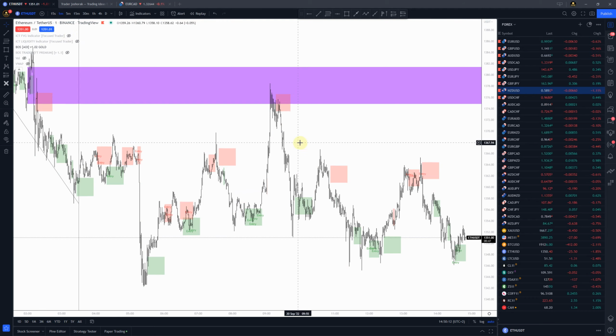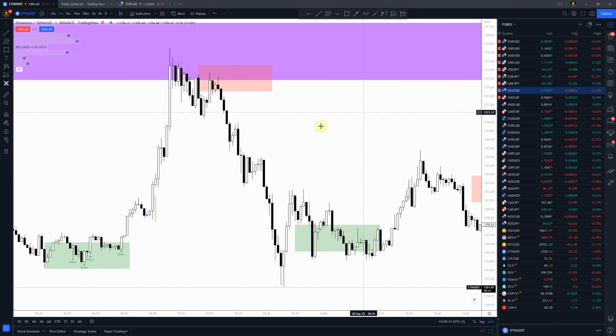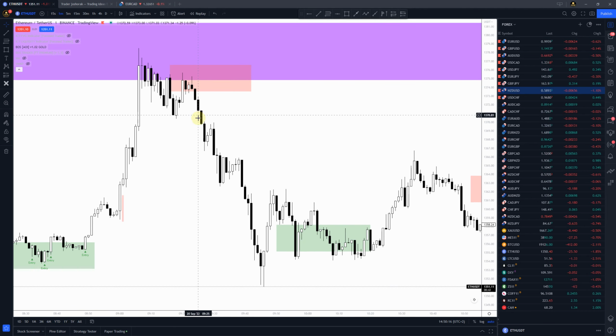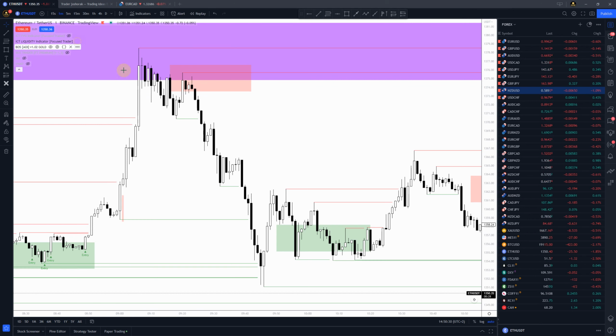I will hide fair value gaps, and there is the acceleration of sellers here. So this is a signal. The problem again is this consolidation, this rotation candle sort of. So I don't think that I will take this. There is a lot of liquidity above. If I turn on liquidity, there is this one and this one.